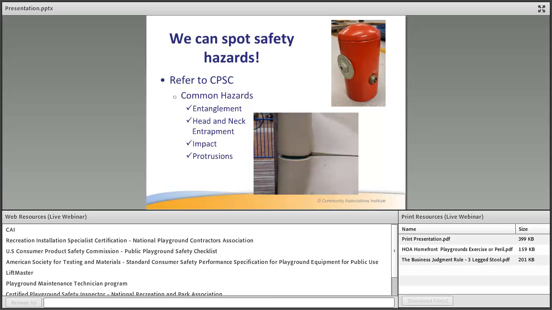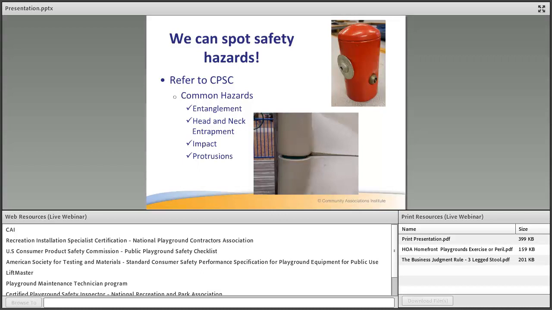I want to cover each of these items a little bit and kind of make them real life for you. I have some images here that can kind of show you what a hazard looks like on the playground. Entanglement, the first item here, is the leading cause of death or serious injury on playgrounds. It most often involves a child's clothing, such as a hood or a hood string or maybe a cape around the neck, leading to strangulation.